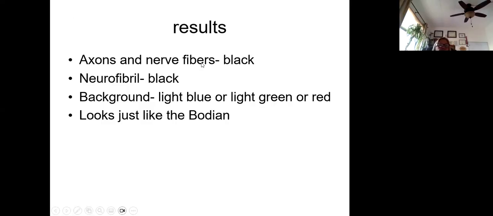So your results, your axons and nerve fibers are going to be black. Your nerve fibrils will be black. Your background will be light blue, light green, or red, depending upon what your pathologists want. And it looks identical to the Bodian.